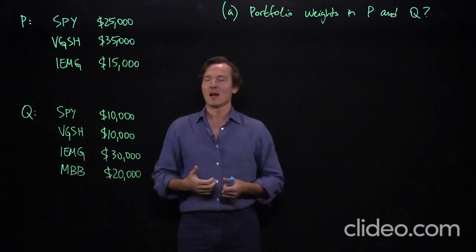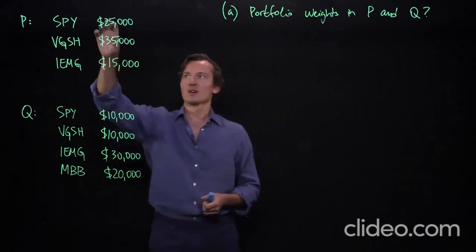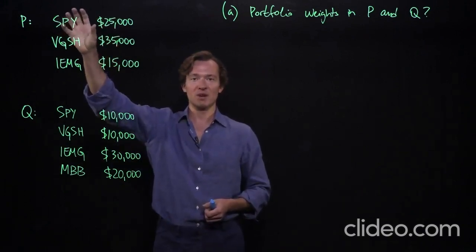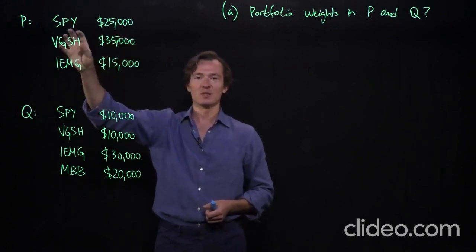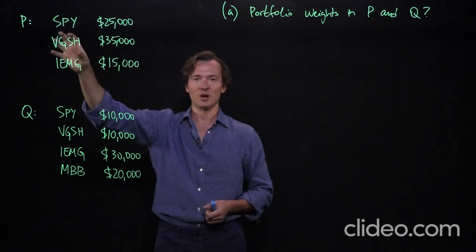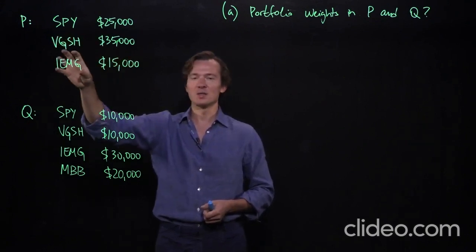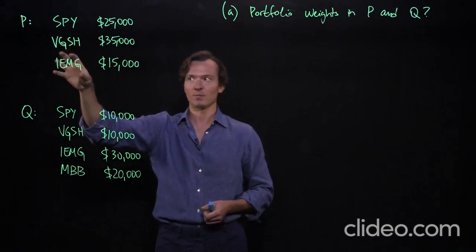Client P has the following securities in her portfolio. She invests $25,000 in SPY, which is an ETF that tracks the S&P 500 index, $35,000 into this ETF, Vanguard's ETF that tracks returns on short-term treasury securities, and $50,000 into this ETF, an iShares ETF that tracks returns of emerging markets.